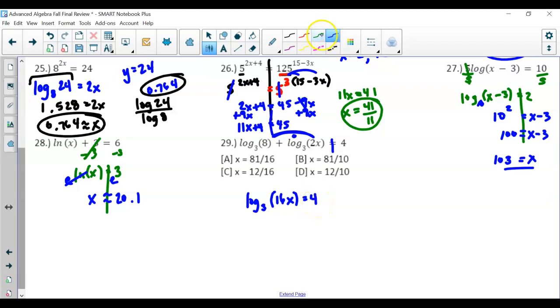Now we can go through and solve, but rewrite first as your exponent. So a base of 3. 3 to the fourth power is equal to 16x. Well, 3 to the fourth power is 81, which is equal to 16x. Divide by 16, and that's why the answer here is A.